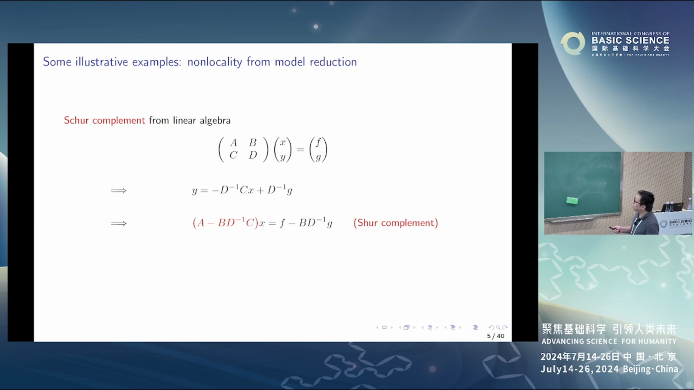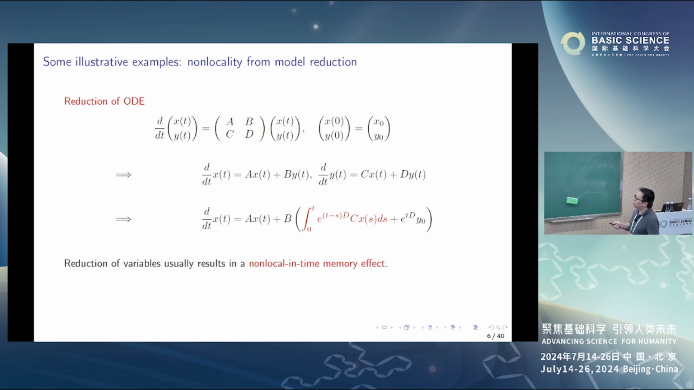From the second equation, cx plus dy equals g, we can solve for y in terms of x. Then plugging this relation into the first equation, ax plus by equals f, we get a linear system only for x. And the resulting system is much smaller than the previous one, but it is non-local. Why is that? Because it involves the inverse of d. Even though the original matrix is sparse, if you take an inverse, it could be a dense matrix, so it's non-local.